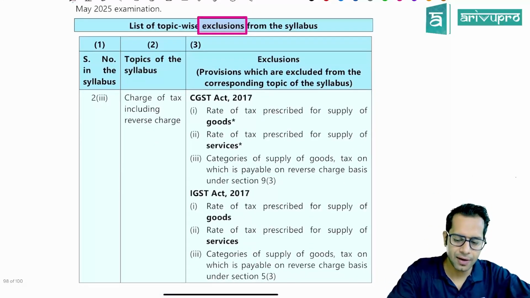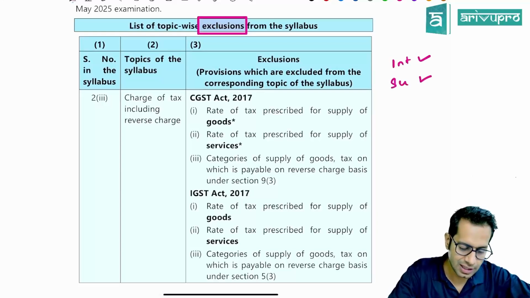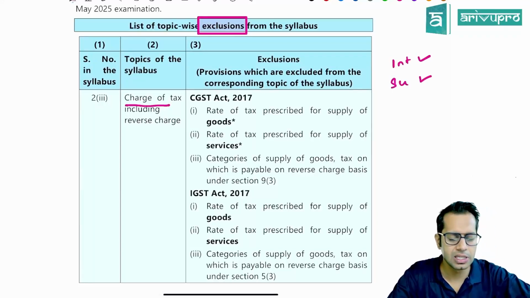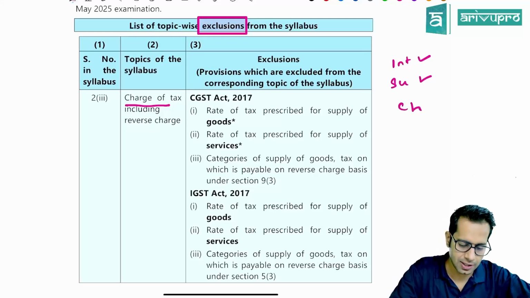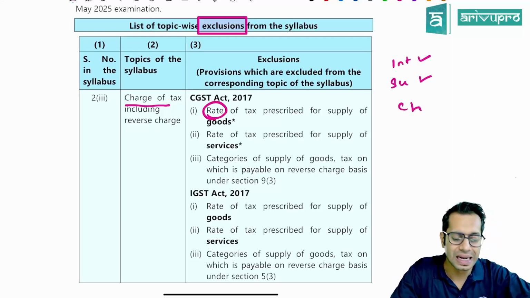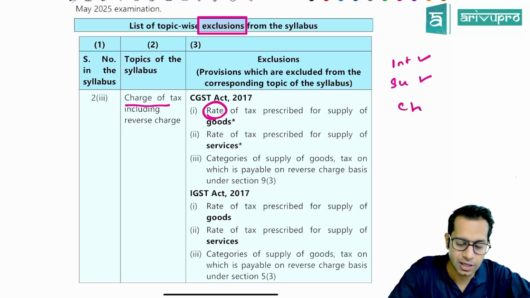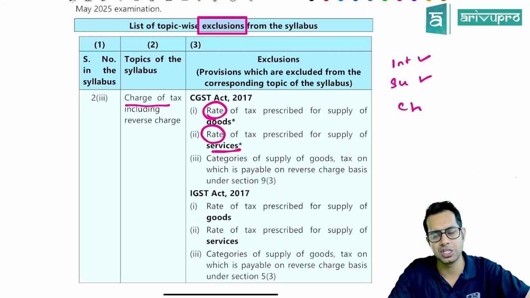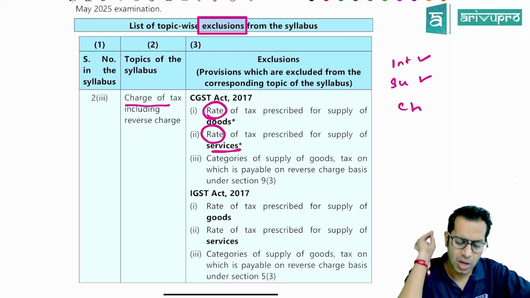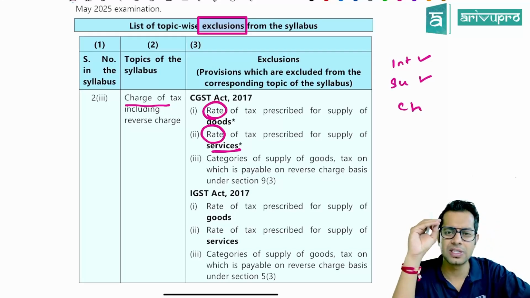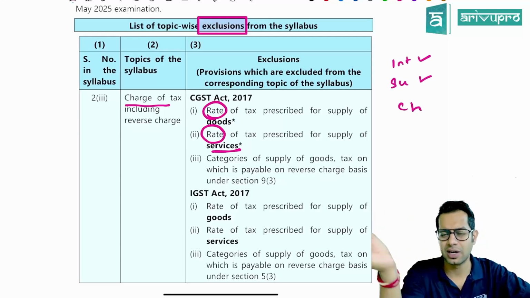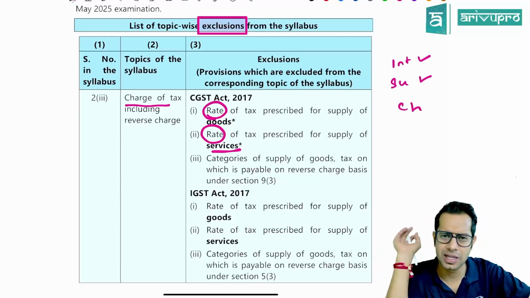Now from the introduction topic, everything is covered. From the supply topic, everything is covered. Where is the first change, sir? The change is in charge under GST. Now, do I have to study the different rates at which goods and services are taxable under GST law? The answer is no. I told you that for each and every good and service, at whatever rate it is taxable, in the examination they will mention the tax rate.